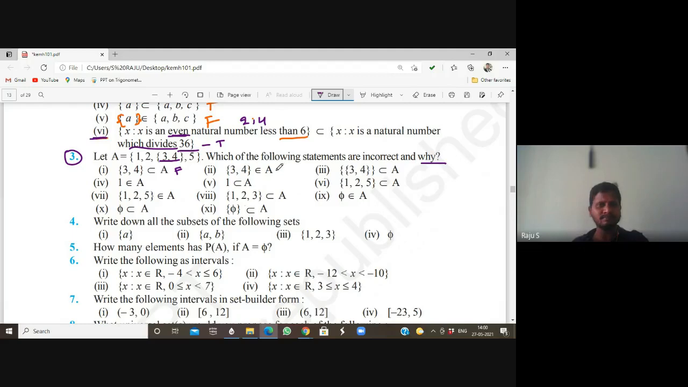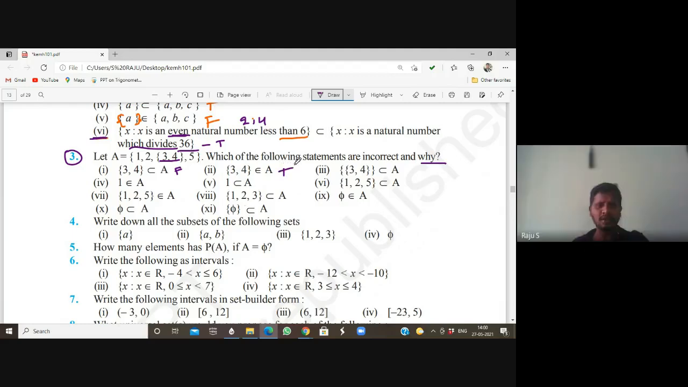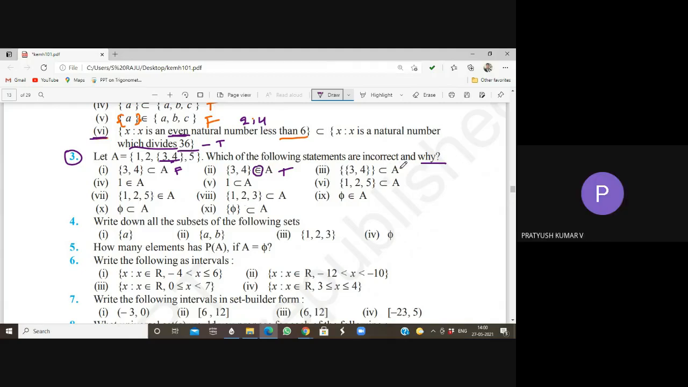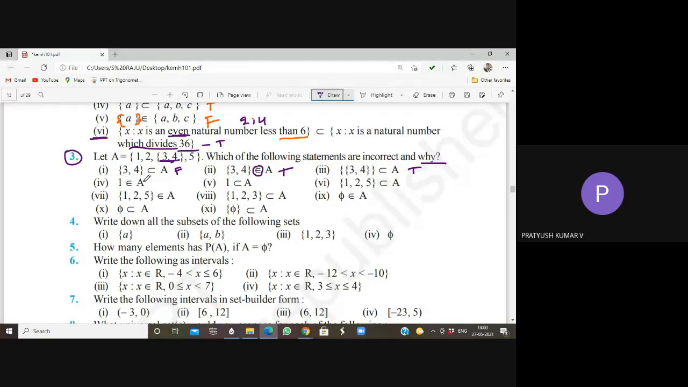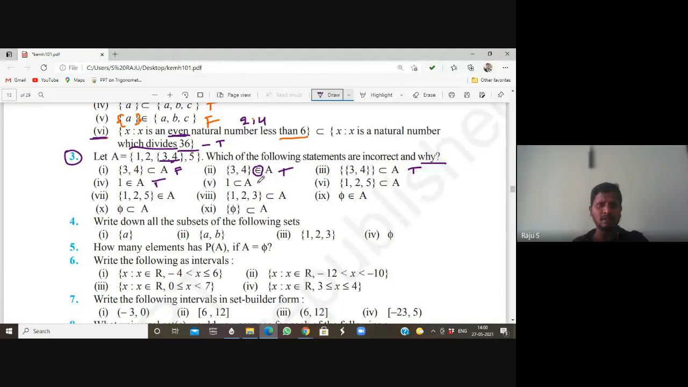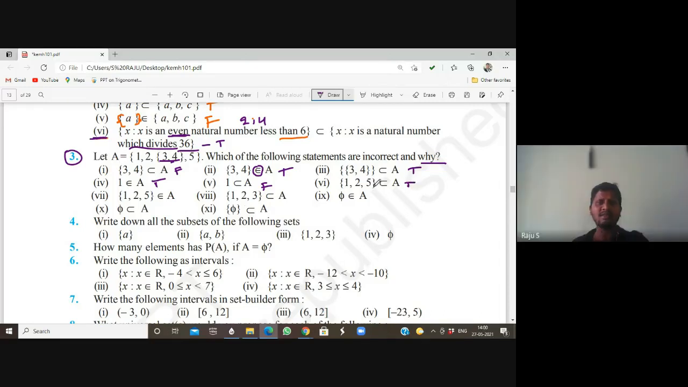Then second one. Sir, it is true, clearly true, right? Because for an element we can use the symbol belongs. Then what about this? True, sir. Exactly, because again curly bracket, right? Now this, true, sir. False. Why? Because 1 is the element. Correct. Now this, true, sir. Good. 1, 2, 5 is a set.